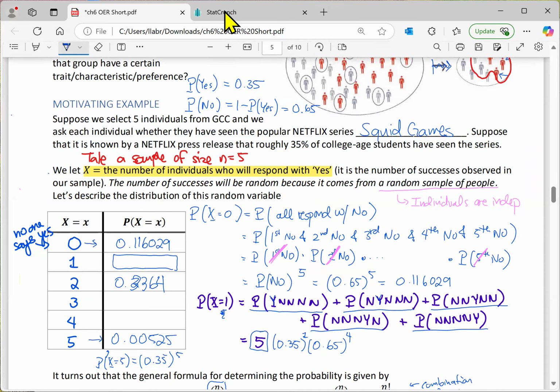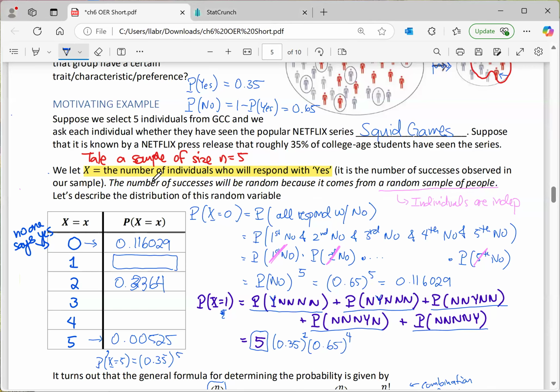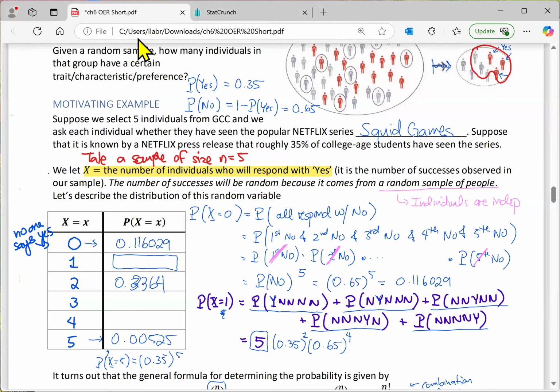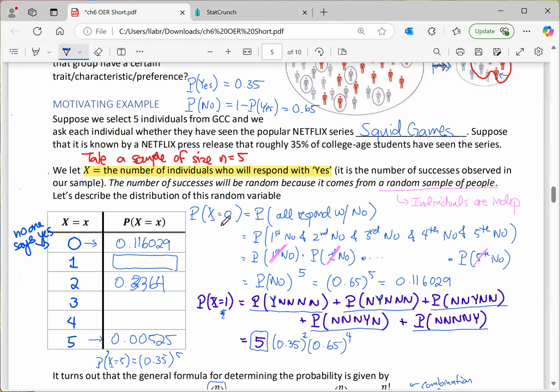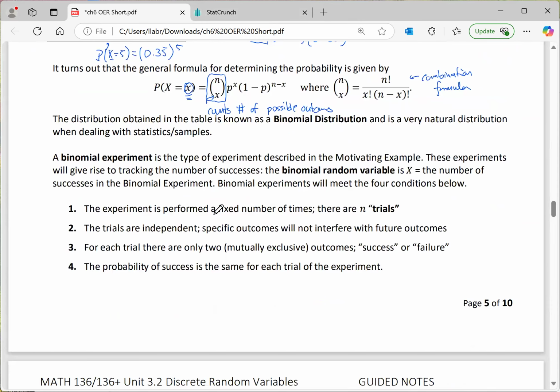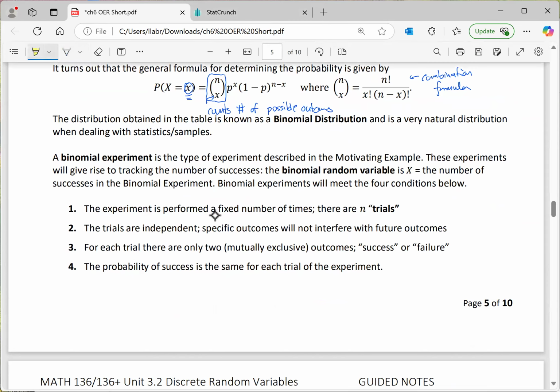All right. So notice how easy that was. All I need is the sample size and the probability of success. And StatCrunch will tell you everything that you want to know about this random variable by using the calculator function. Now, there is one drawback to this: you have to make sure that you do have what's called a binomial experiment.